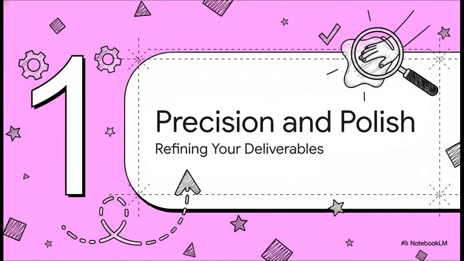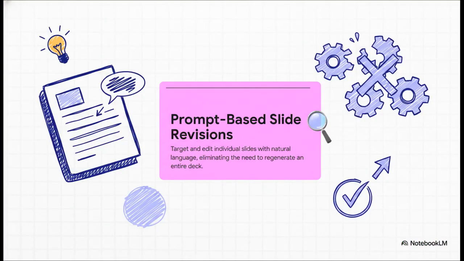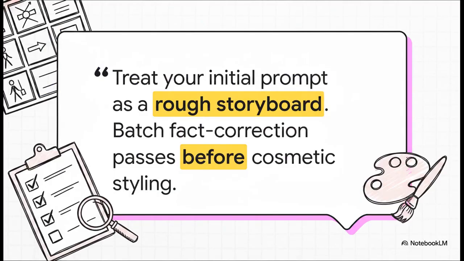All right, first up, let's talk about precision and polish. How do you get your final outputs looking exactly the way you want them? Okay, this one is a really big deal. It's called prompt-based slide revisions. So instead of the old all-or-nothing approach, you can now literally talk to a single slide. You can say, hey, change this number, or rephrase that bullet point, and it just does it. This is what kills that regeneration tax we were talking about. It's surgical.